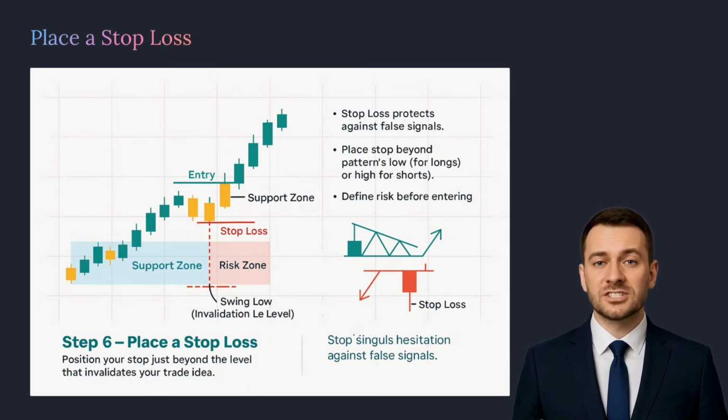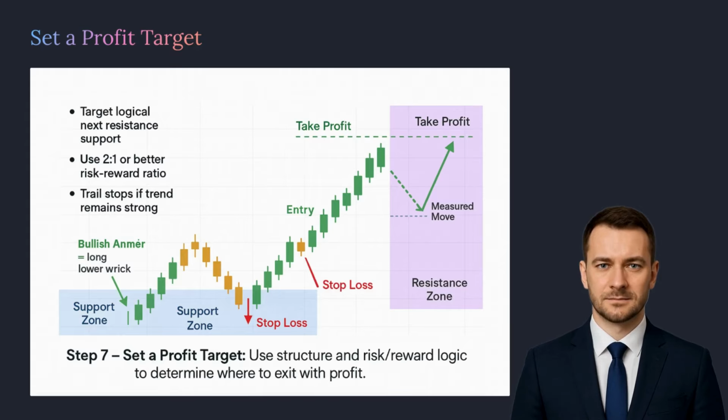Always determine your stop level before entering the trade so you can calculate proper position size and risk. More on that in risk management. 7. Set a profit target. Determine in advance where you'll take profits, or at least partial profits. Many price action traders use the next resistance level in an uptrend or the next support level in a downtrend as logical targets, since that's where the move might stall.